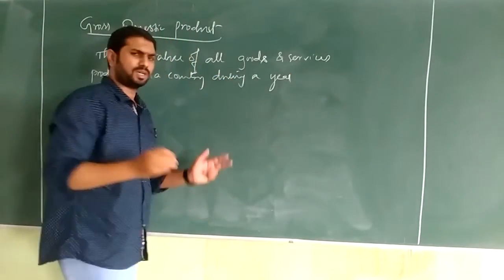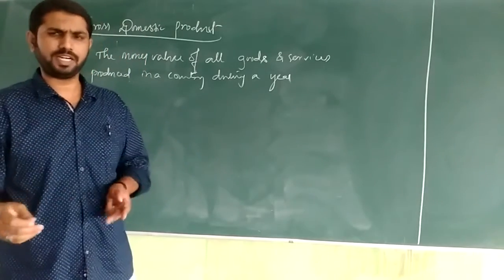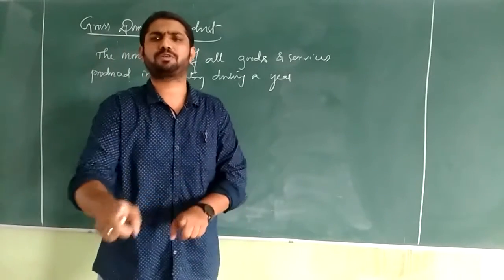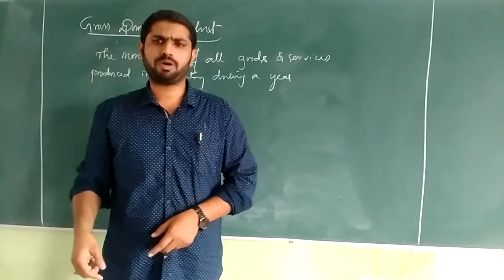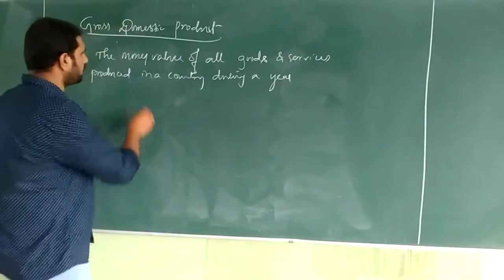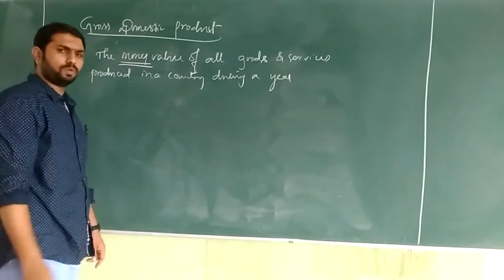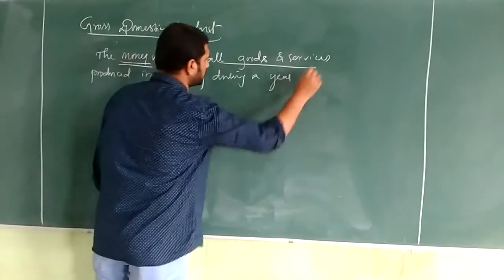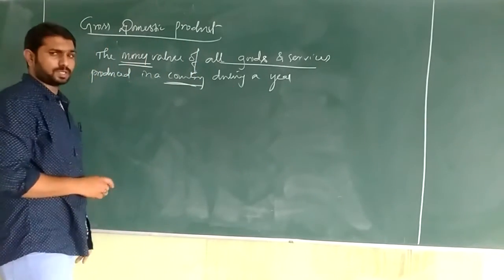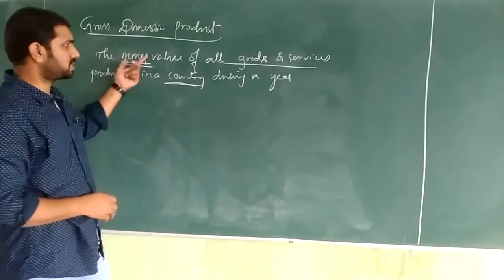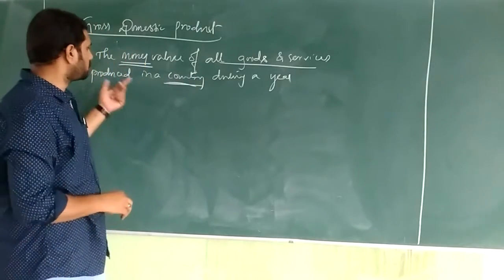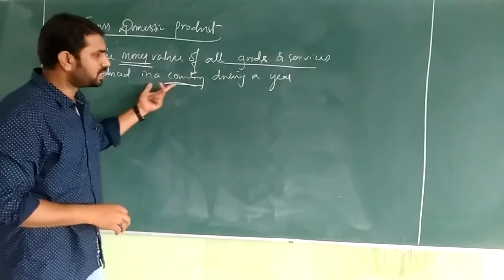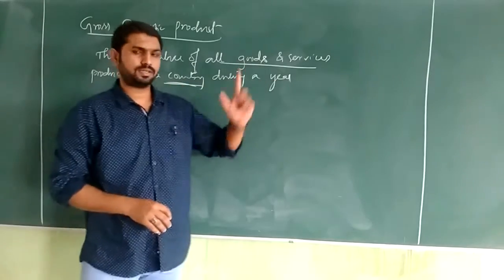year. So we need to assess the entire performance of a country, not in one shot, like one day or two days or one particular sector. We have to take the monetary value because money is a measuring rod which measures the value of all final goods and services which have been produced in a country. Because we are concerned with the domestic, here domestic stands for within a country. So produced in a country means within a country in a year.